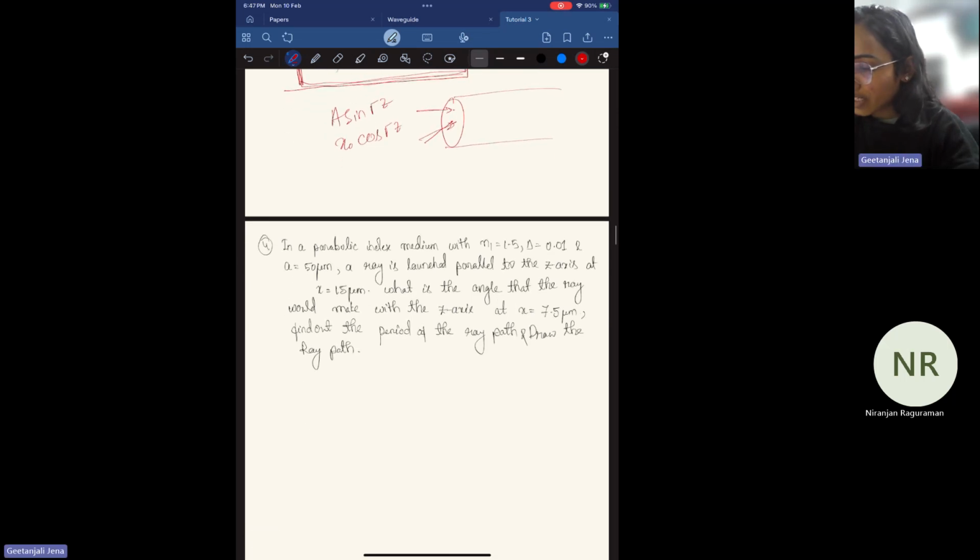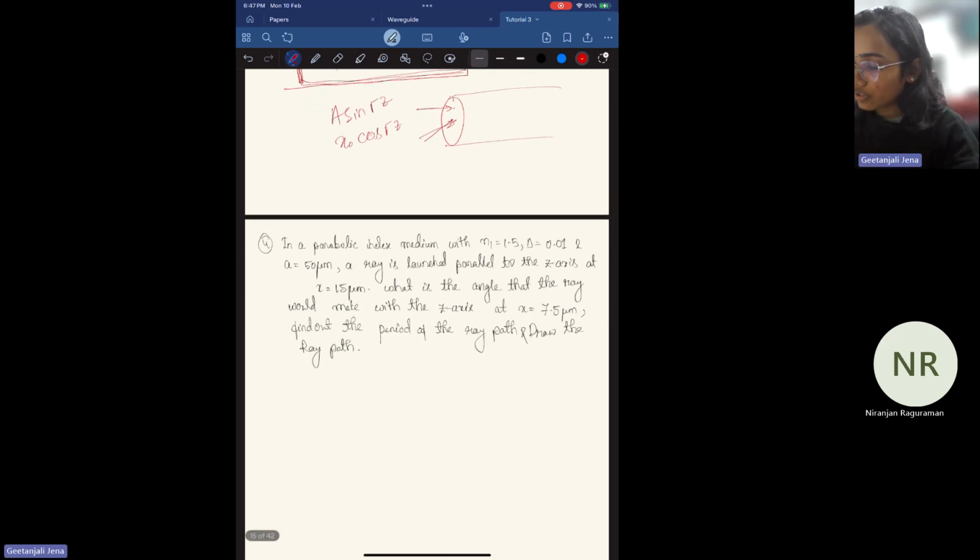We'll see one question where this ray path is useful. So let us move to our next problem.